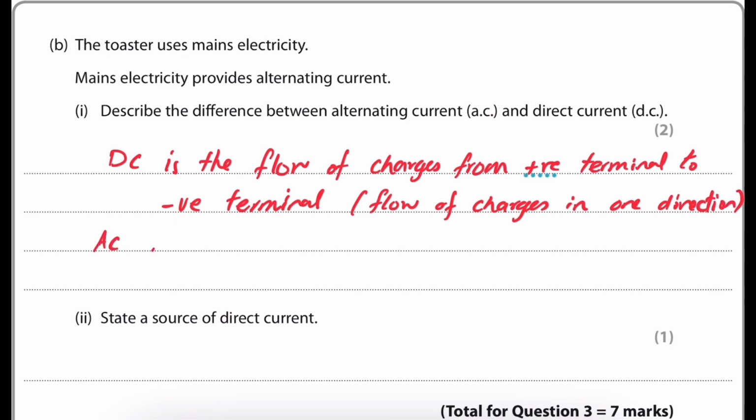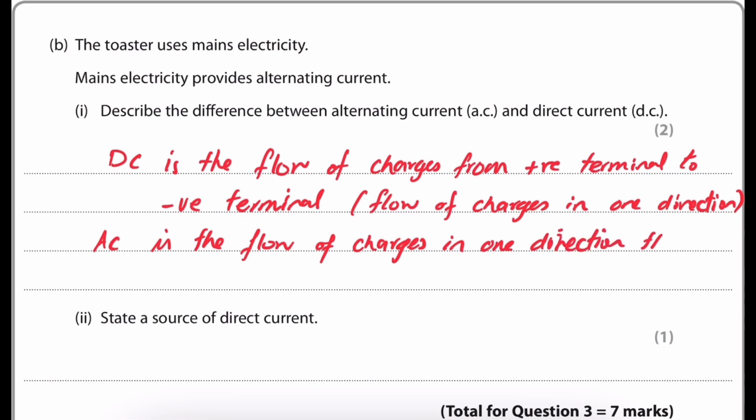But for the AC, what does it mean? Here is a kind of a fluctuation and we change in the polarity. So I would say the flow of charges in one direction, and now it's still a DC, but I have to add then the other direction. So now I show the examiner the difference between DC and AC.